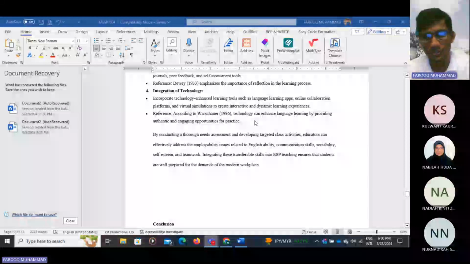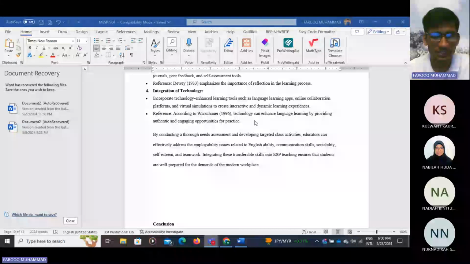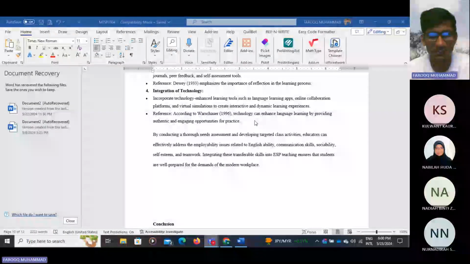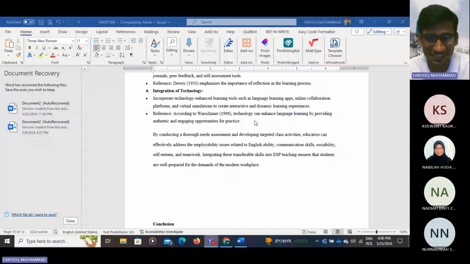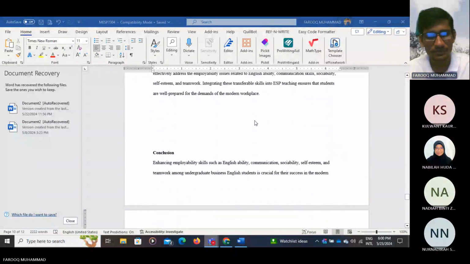By conducting a thorough needs analysis or assessment and developing targeted class activities, educators can effectively address the employability issues related to English ability, communication skills, social ability, self-esteem, and teamwork. Integrating these transferable skills into ESP teaching ensures that students are well prepared for the demands of the modern workplace.